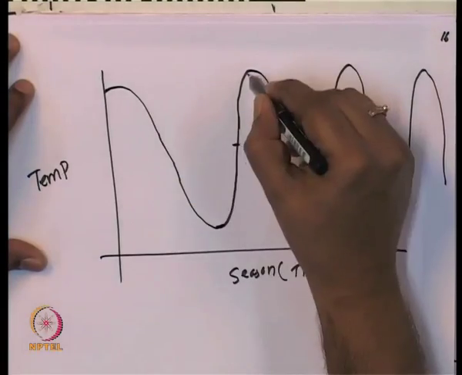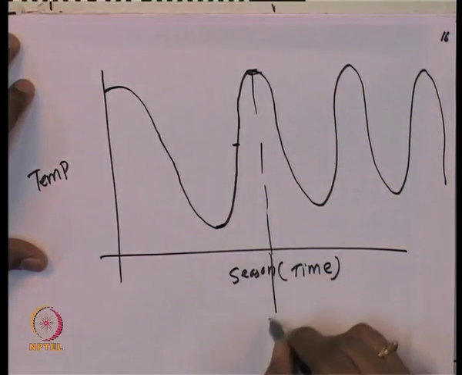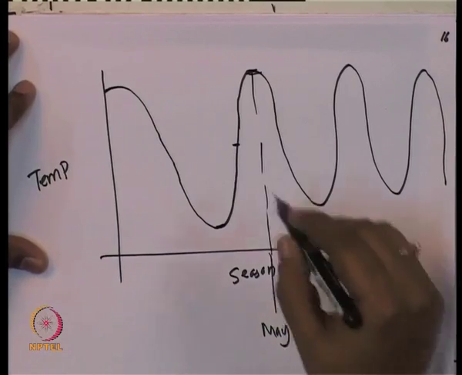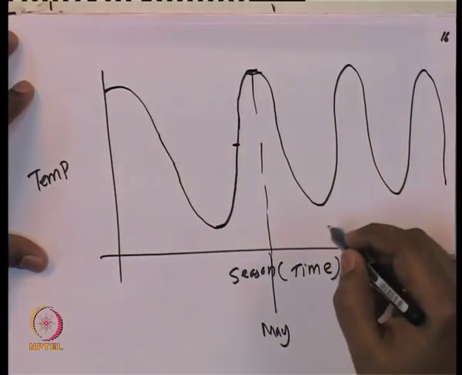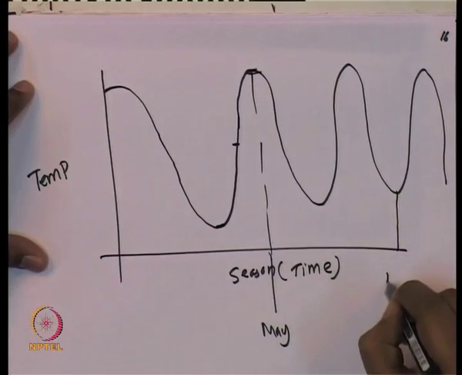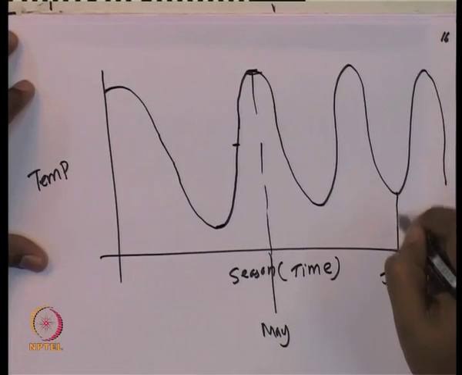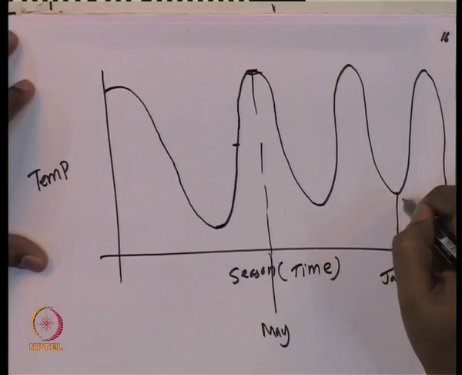As you see, this is the peak month, mostly like May, June. So, this is like May. In most parts of India, in May the summer is at its peak, and the temperature has its minimum value sometime in January.